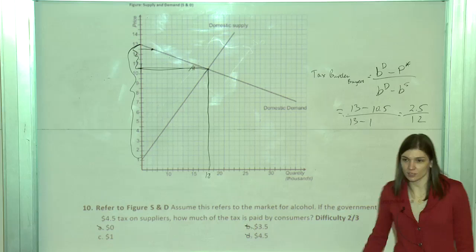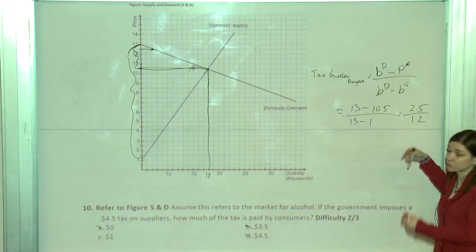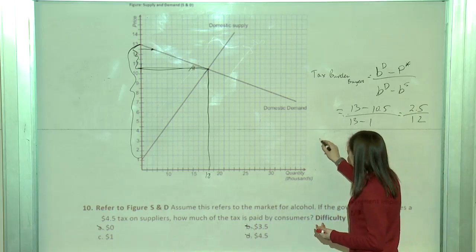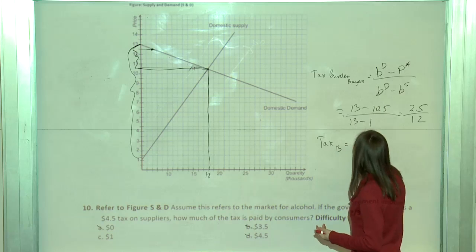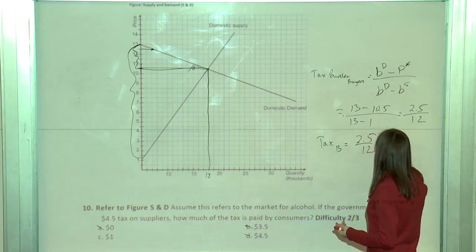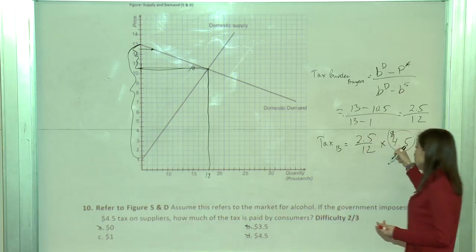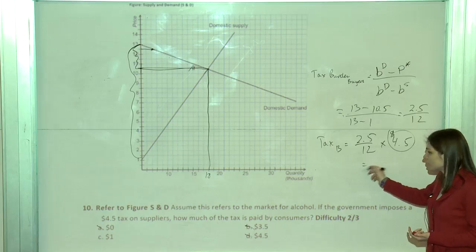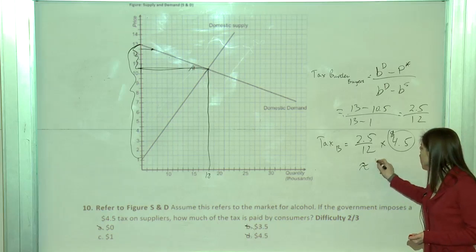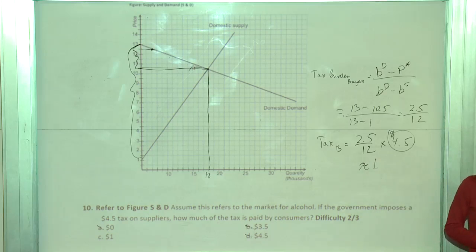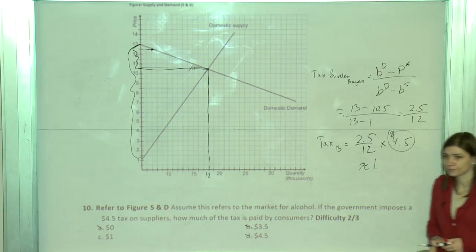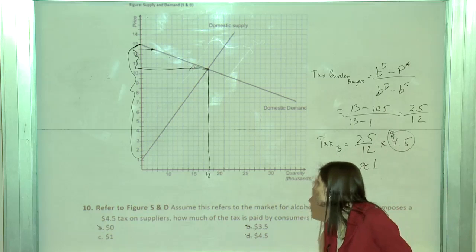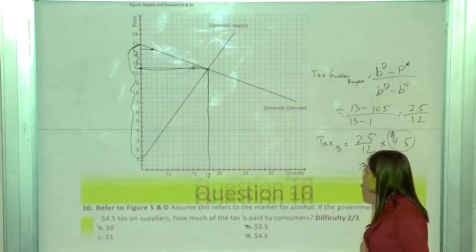Does that make sense? This is the ratio, right? The ratio of the percentage of the tax they're paying. So the actual amount of money that they're going to pay, tax on buyers, is going to be, well, 2.5 divided by 12 times the amount of the tax, which is 4.5 in this case. Okay. And that is going to be about 1. Questions? Okay, good. So we're done with the figure.